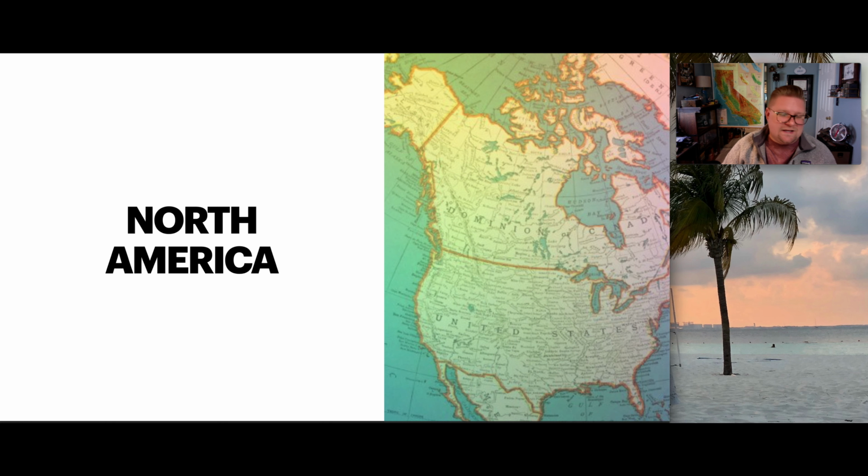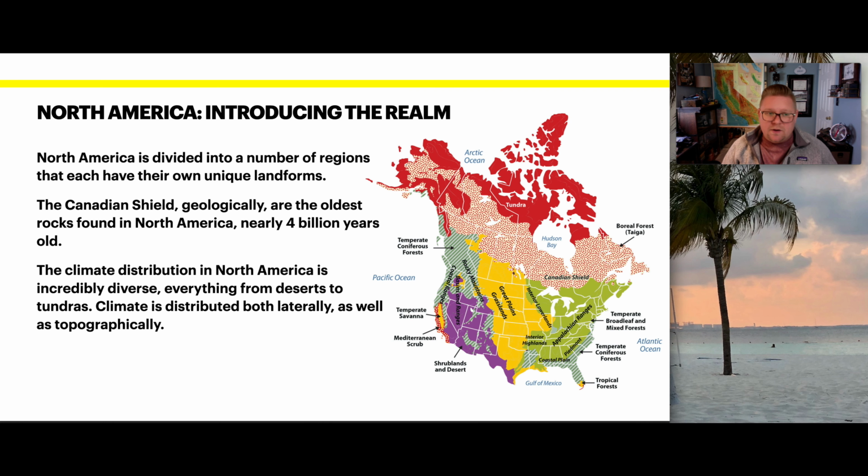Let's begin. North America is divided into a number of regions that each have their own unique set of landforms. As an example, the Canadian Shield, geologically, contains the oldest rocks found in North America, nearly 4 billion years old. The climate distribution in North America is also incredibly diverse, everything from deserts to tundras. Climate is distributed both laterally as well as topographically.